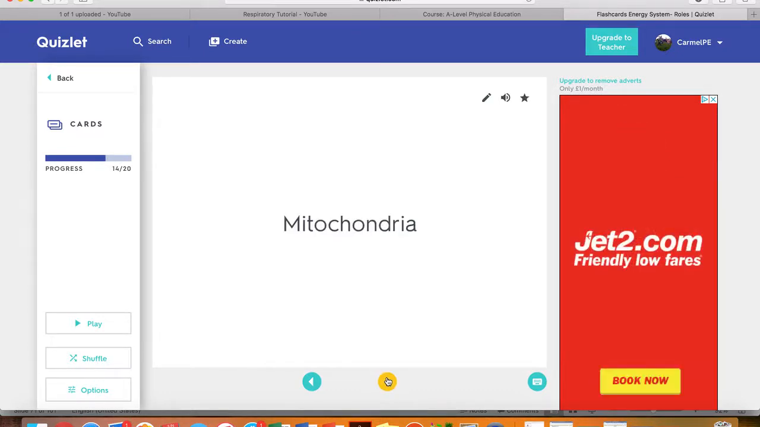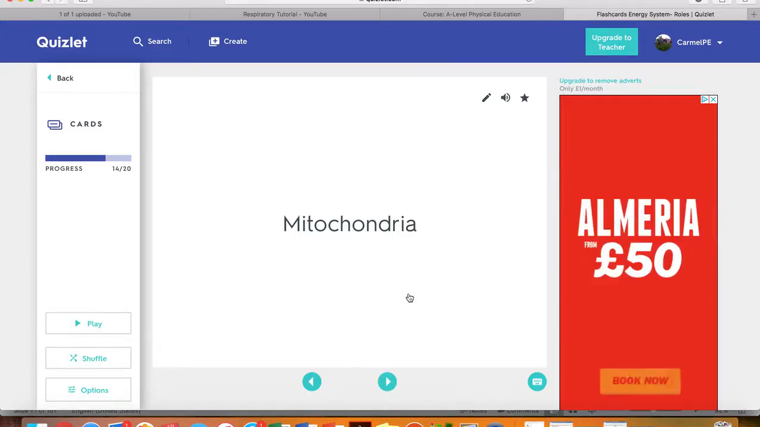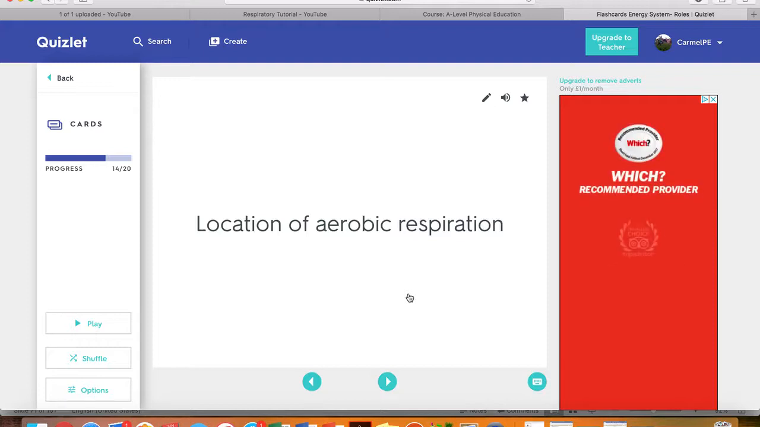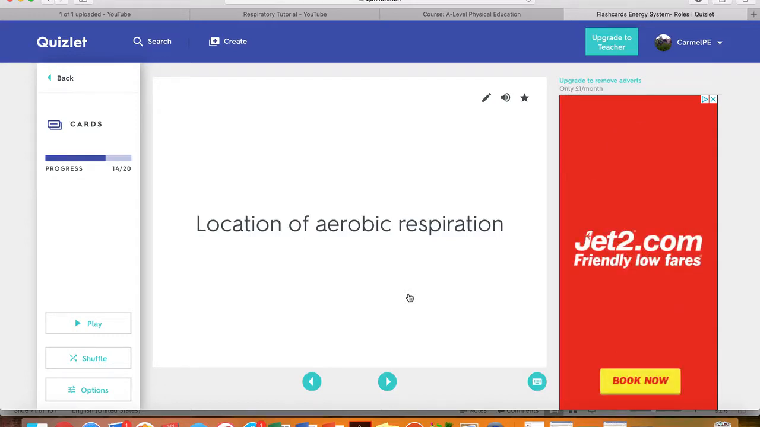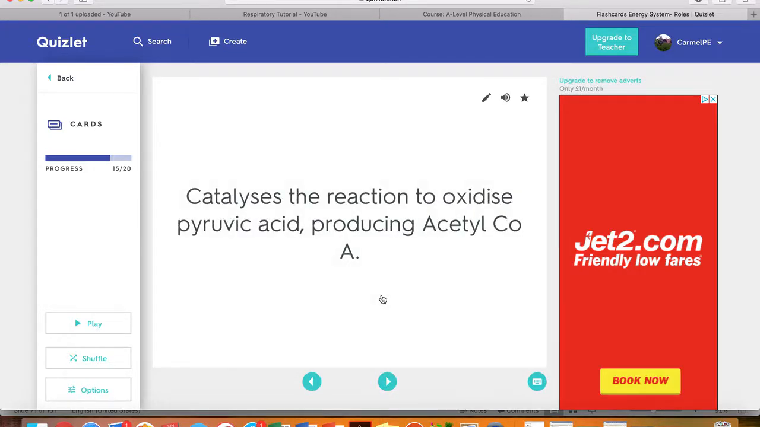Next one, mitochondria. Should know that from fiber types. Mitochondria, location of aerobic respiration. We have both the matrix and the cristae. The matrix is the location for the Krebs cycle, the cristae for the electron transport chain. Coenzyme A is the enzyme that facilitates conversion of pyruvic acid into acetyl coenzyme A. Acetyl coenzyme A, remember, then enters the Krebs cycle.